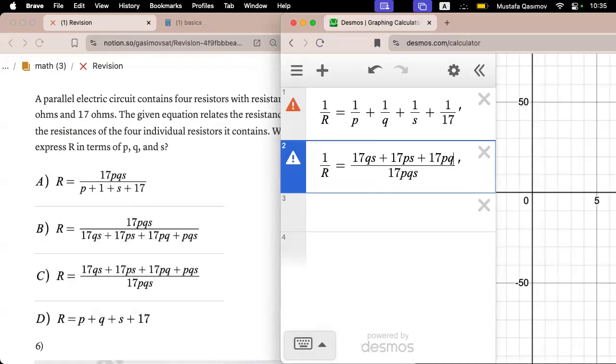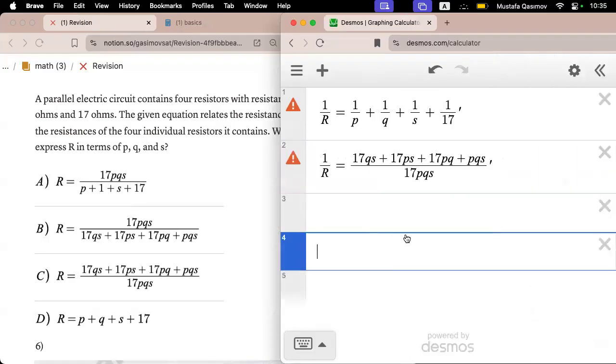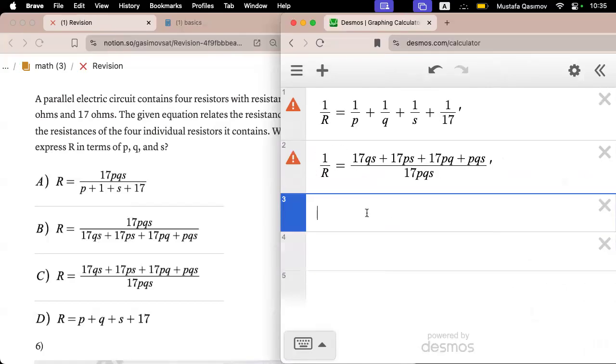QS, PS, PK, and PQS. Then you can do cross multiplication, or you can just reverse these two fractions, and you will get R is equal to this one. So you do a B. You will get R is equal to B.